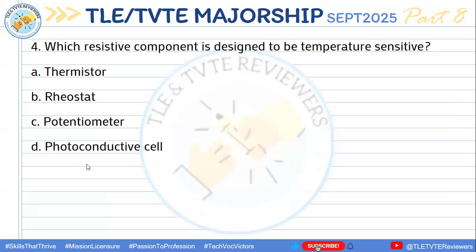Number 4, which resistive component is designed to be temperature sensitive? Is it letter A, thermistor; B, rheostat; C, potentiometer; or letter D, photoconductive cell?